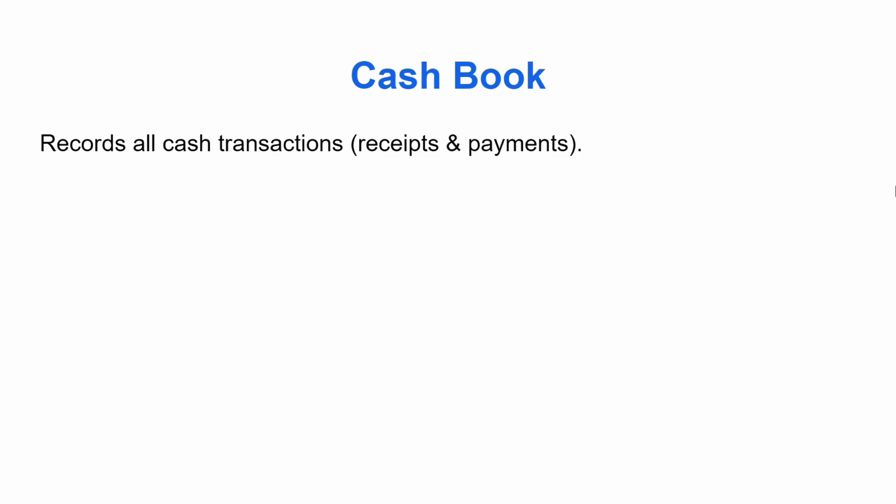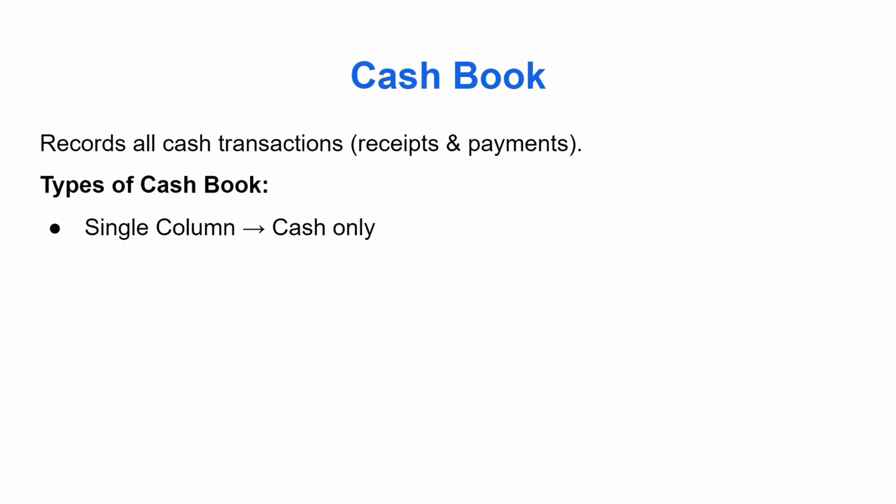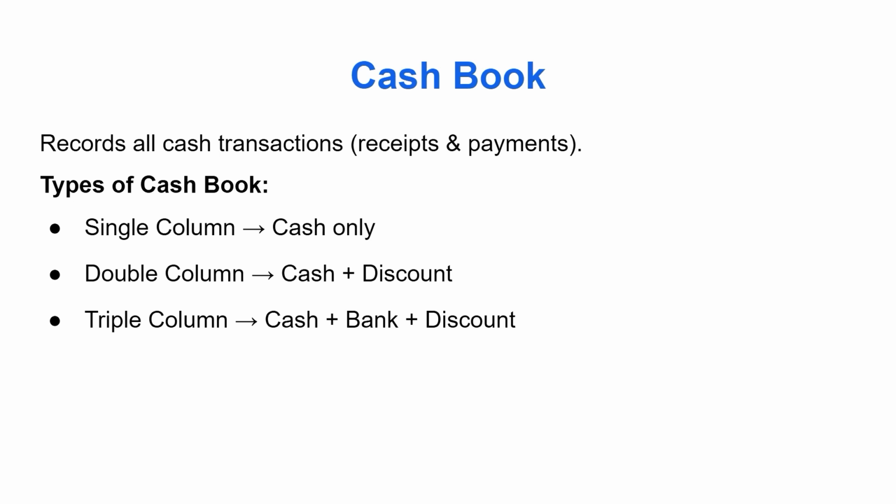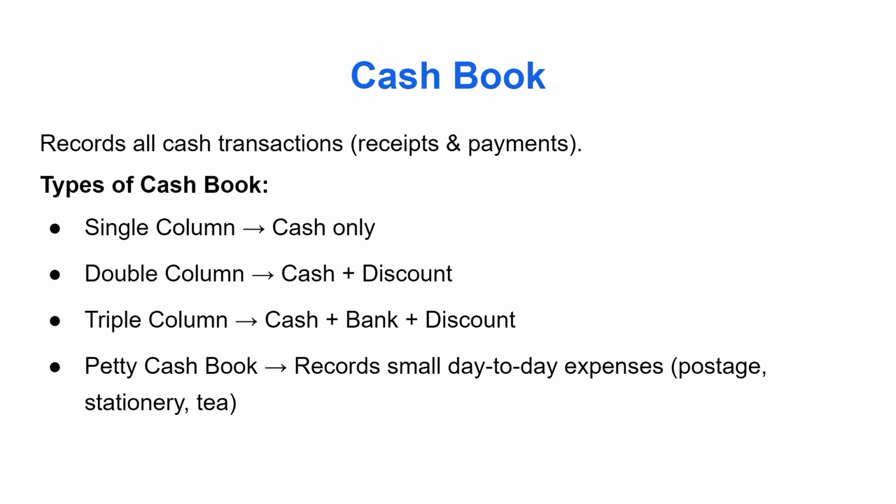Cash book records all cash transactions, that is, receipts and payments. For example, paid rent with cash, received cash from customers, and so on. Types of cash book. Single column cash book, to record transactions related to cash. Double column cash book records transactions related to cash and discount. Triple column cash book records transactions for cash, bank, and discount. And petty cash book records small day-to-day expenses such as postage, stationery, fee, and so on.